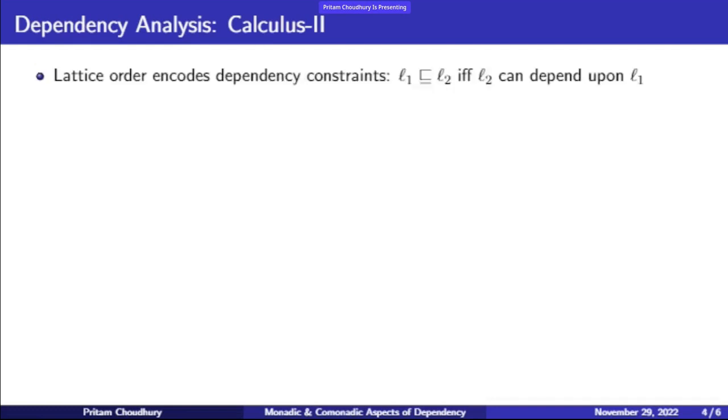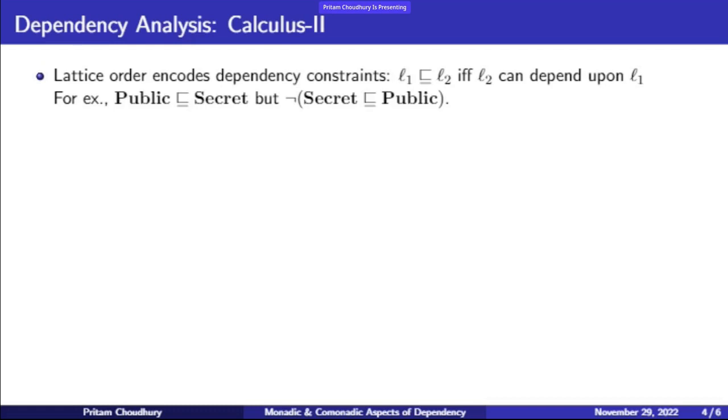So this can be formalized as: if L2 can depend upon L1, then we say that L1 is less than or equal to L2. This is an if and only if. L1 less than or equal to L2 if and only if L2 can depend upon L1. Let us consider a few examples. Secret can depend upon public information, but not vice versa. Public information cannot depend upon secret information.